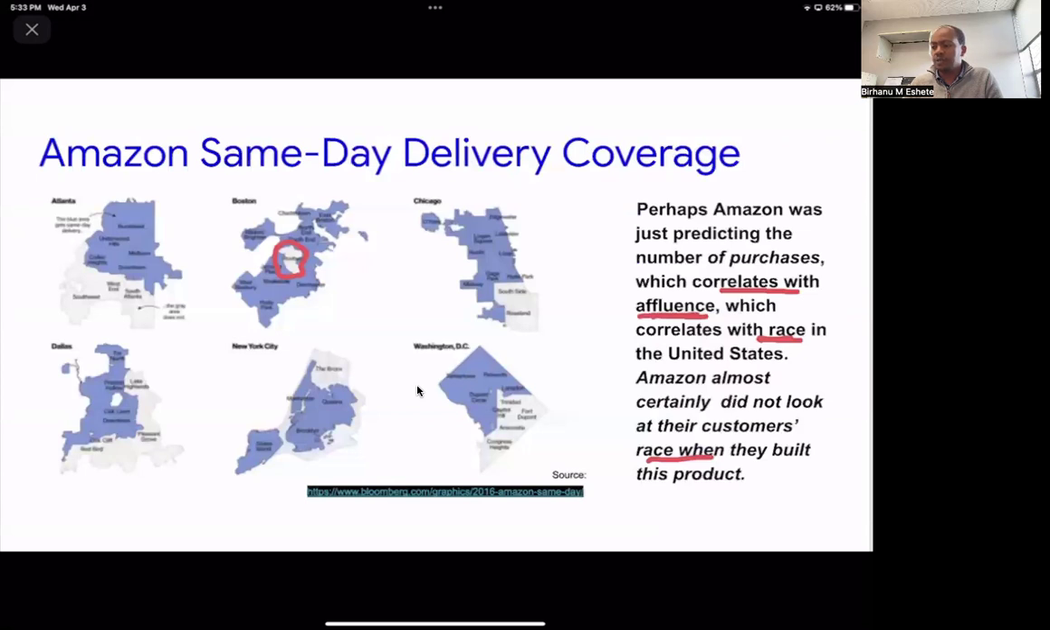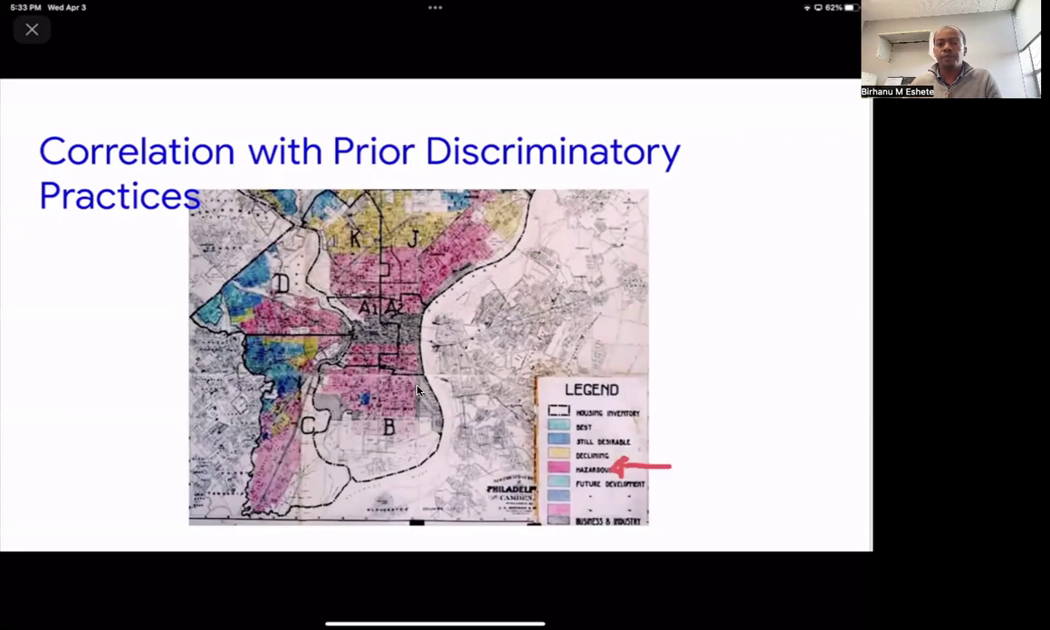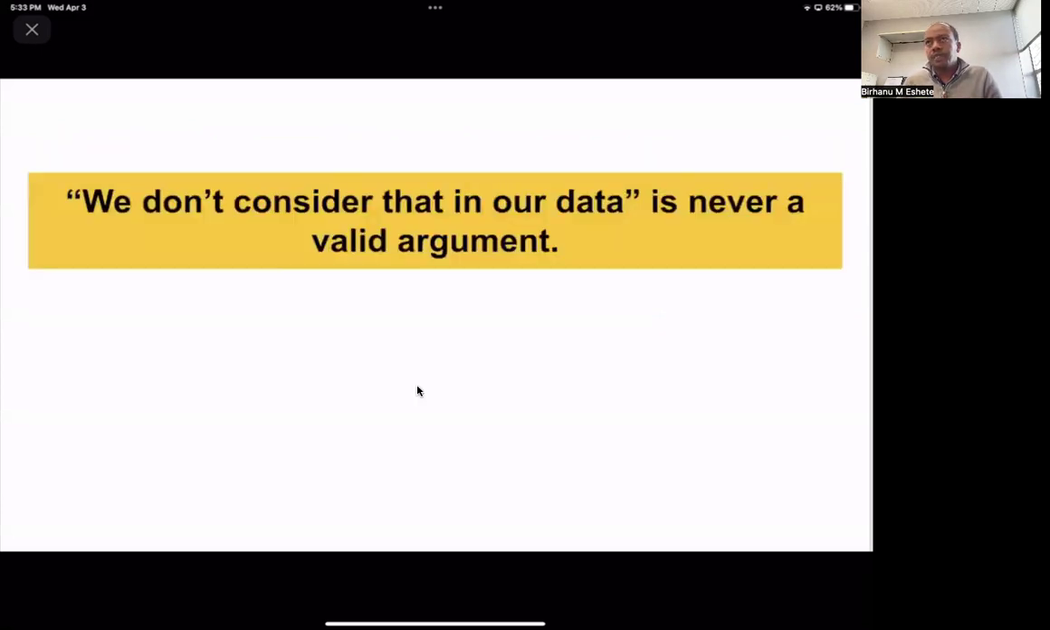observations as to fairness and past discriminatory practices. So it's not like it's coming out of the blue. There is some historical context behind this as well. Okay, so fairness through unawareness doesn't work.